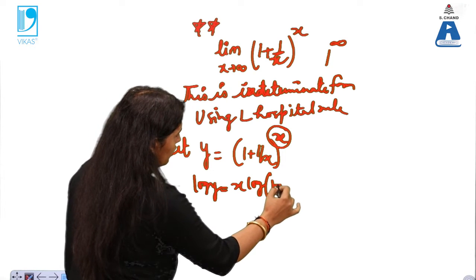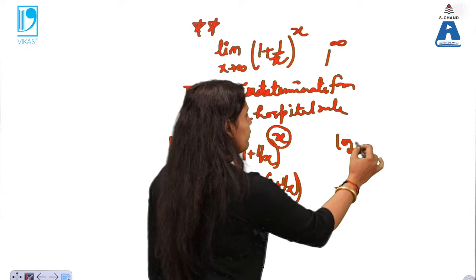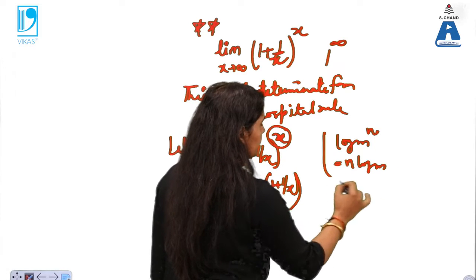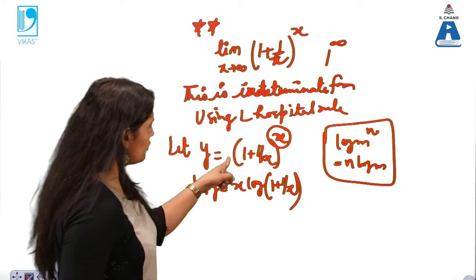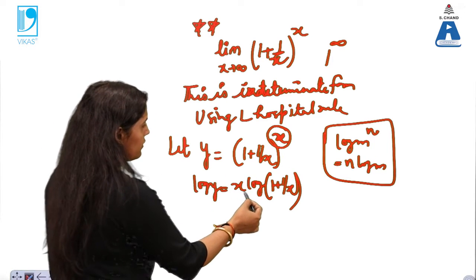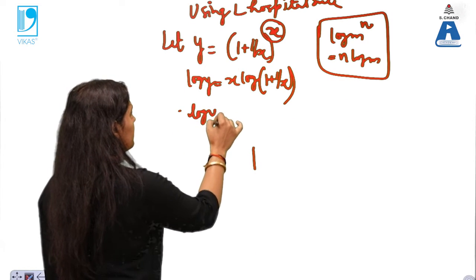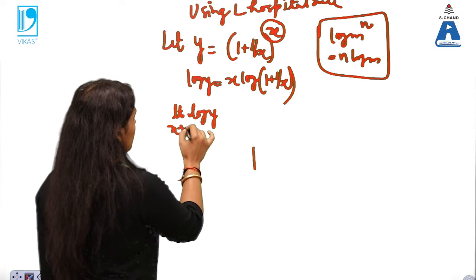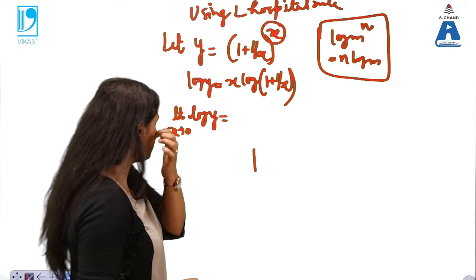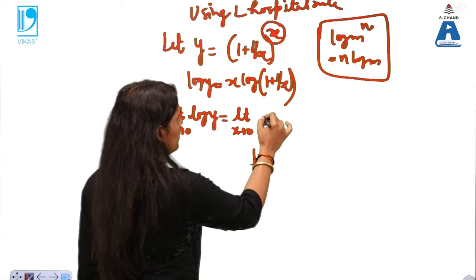So log y equals log of (1 plus 1 by x) to the power x. How come? Because log of m to the power n is n log m. This is a property of the log function. So this is x log (1 plus 1 by x), with x in the beginning. Apply the limit. On this side the limit has no meaning, because it's just y and there is no x, but as I am taking the limit, I have to take it on both sides, and then I will remove it from this side.